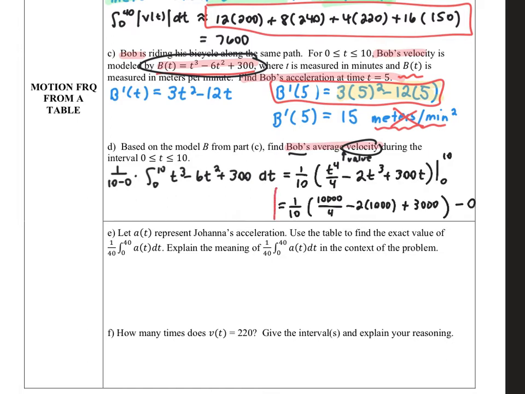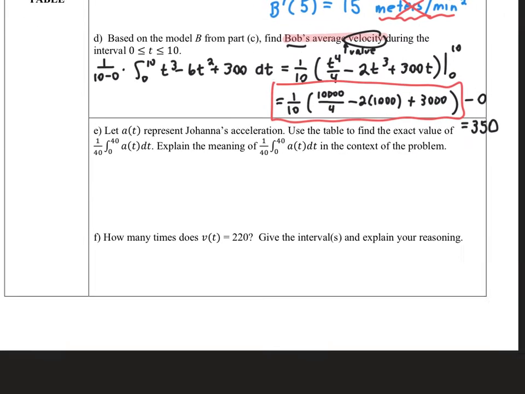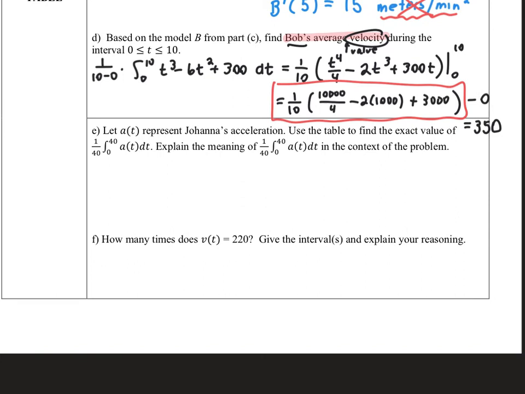Once you plug those limits in, you don't actually have to calculate. You can give that as your final answer. If you did calculate that, you would end up with 350. Those first 4 parts represent a pretty standard FRQ. I've added a few extra questions at the end just so you could see different types of questions.